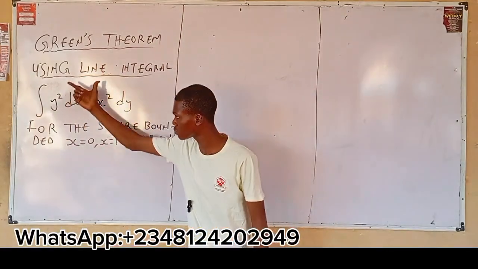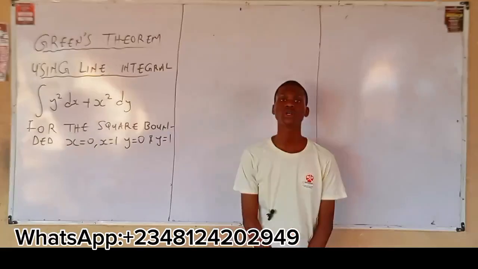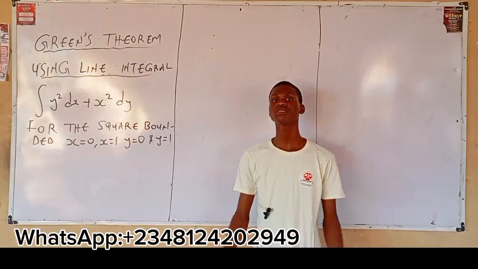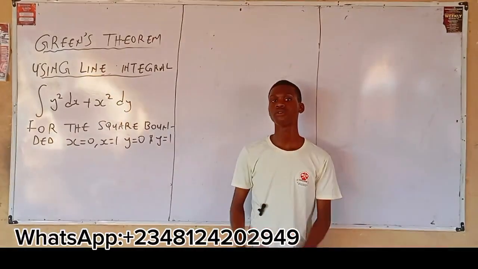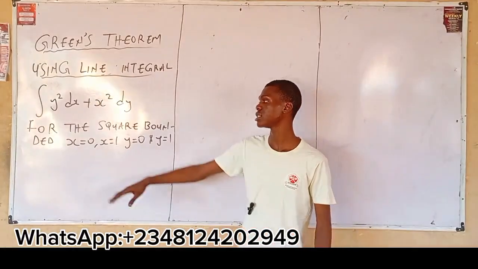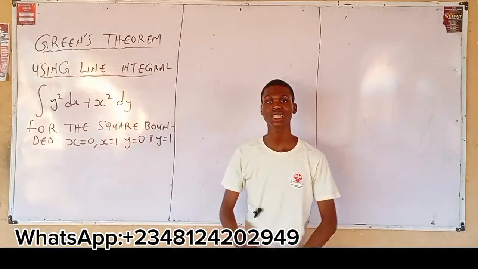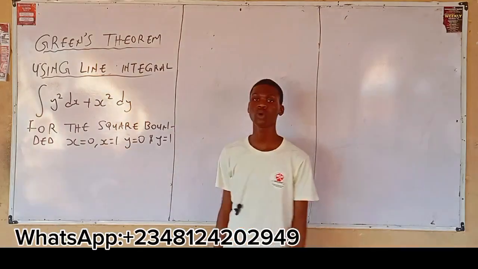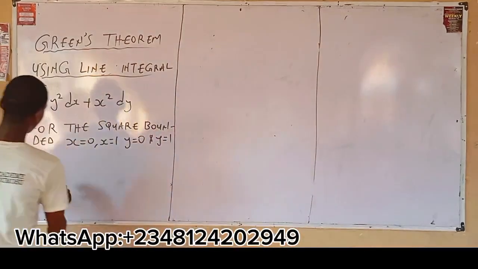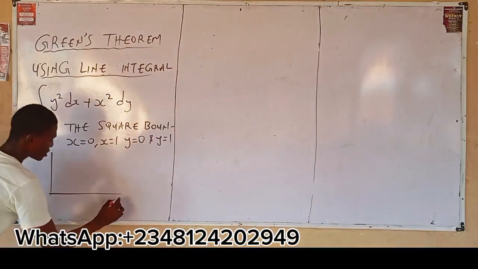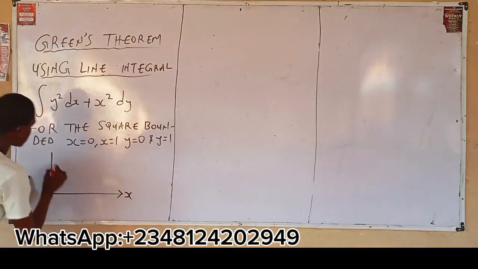right? You must represent this question using what? Graphical approach. Using graphical approach, meaning the closed curve for this question. It is expected that this closed curve must be a square. Now, let's draw our graph, since that's our first task. Let's say this is my graph.